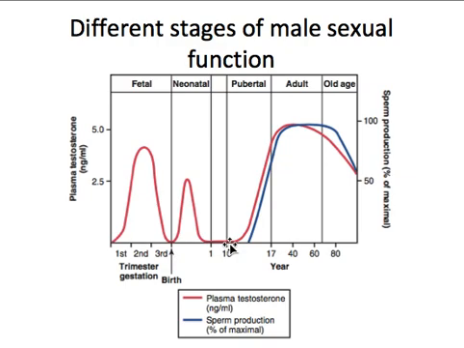In childhood, it will be at very low levels, and it will start rising again during puberty, where it will facilitate the development of your secondary sexual characteristics. It will remain high in most of your adult life, but it will gradually decline with old age.